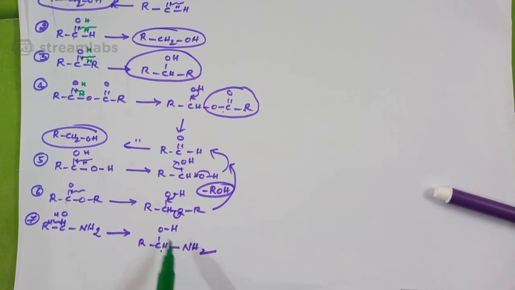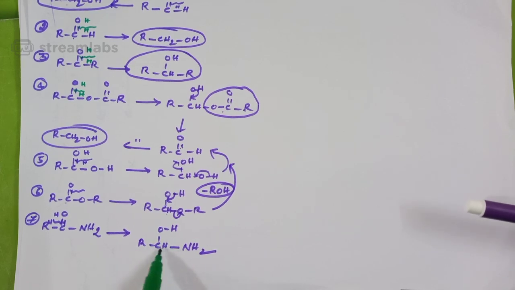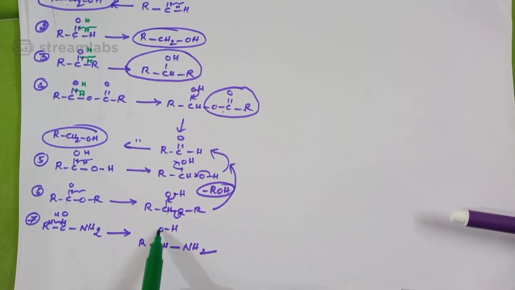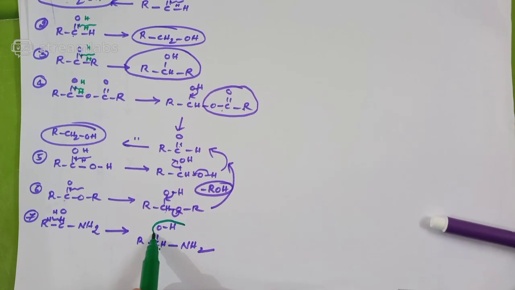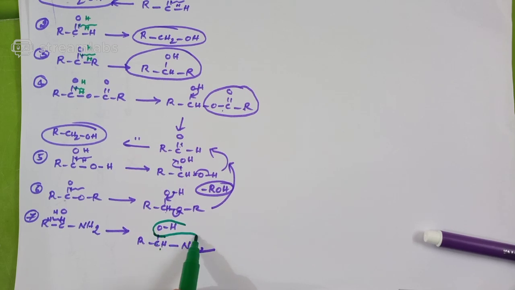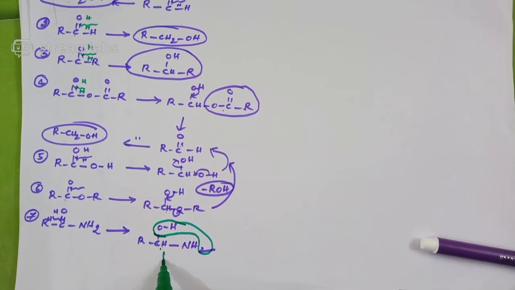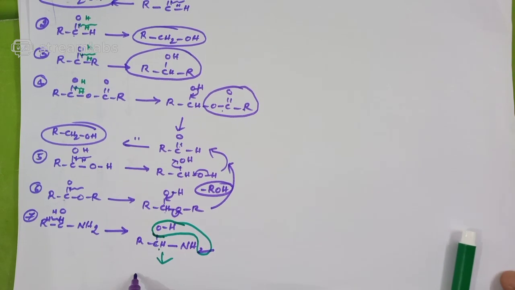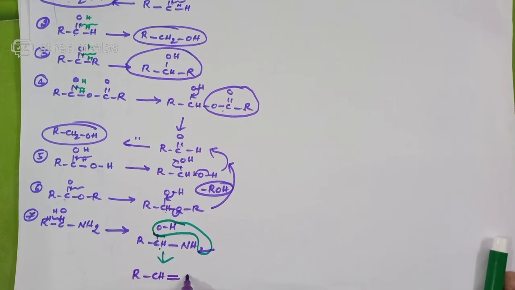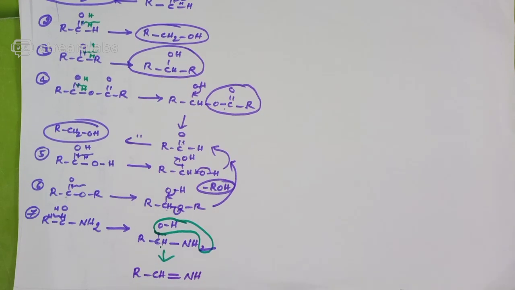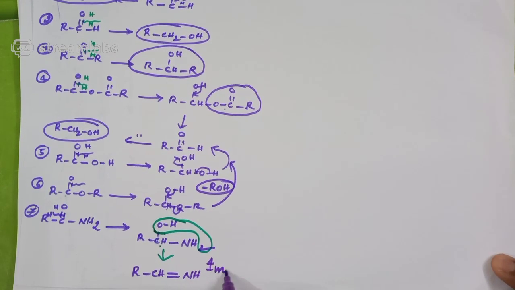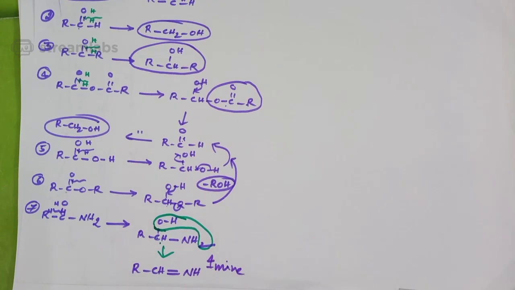Now whenever this carbon has an OH group and NH2 group, the CO bond is weaker than the CN bond because of polarity. The oxygen is more electronegative than nitrogen, so the CO bond has more polarity than CN. That means more polarity, this bond can easily break, not CN. So this OH group is removed, that means CO bond cleavage, not CN. The OH is removed and H also simultaneously removed, and it gives RCH=NH. We will get imines. This is called imine.